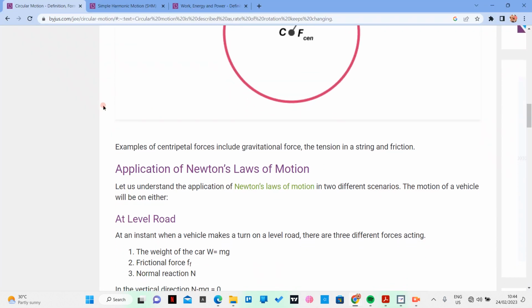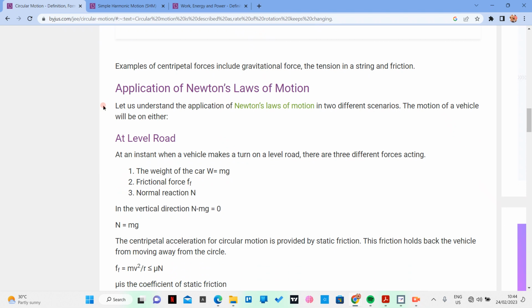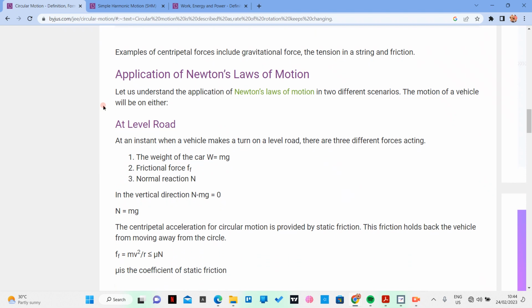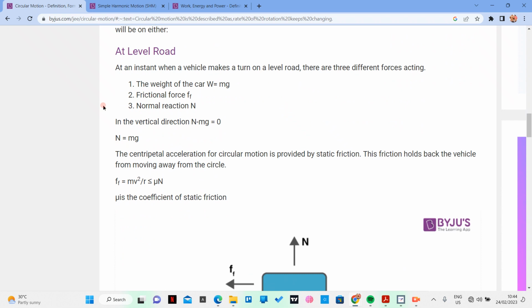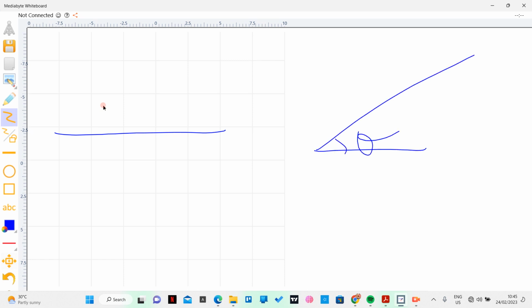Okay, now moving on. Let's talk about the application of Newton's laws of motion with respect to circular motion. This is very important because this is the application part. These are the areas where they will start asking you questions. The application has two aspects. You have the level road, and then you have the banked road. Banked road is more like an elevated road. This is the level road. Then the banked road is inclined at an angle to the horizontal.